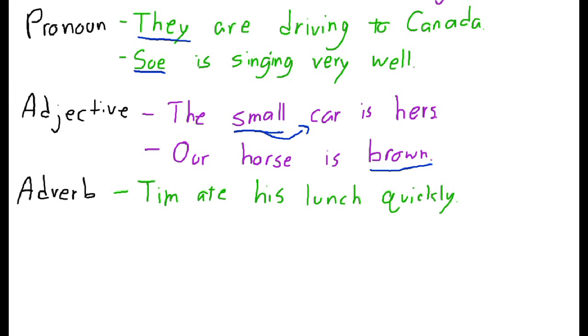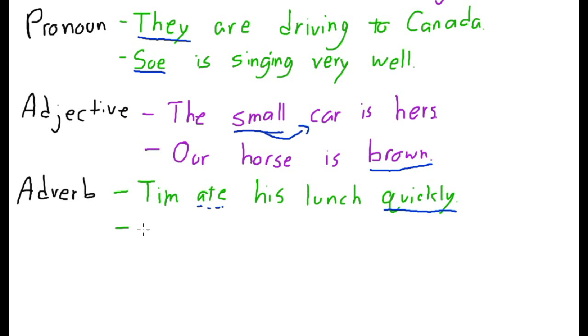Okay, so we have Tim, which is the pronoun. We have ate, the verb. His lunch is the object. But what is quickly? Well, quickly is the adverb. It describes how he ate his lunch, correct? It describes how he ate his lunch. Okay, he ate his lunch quickly.